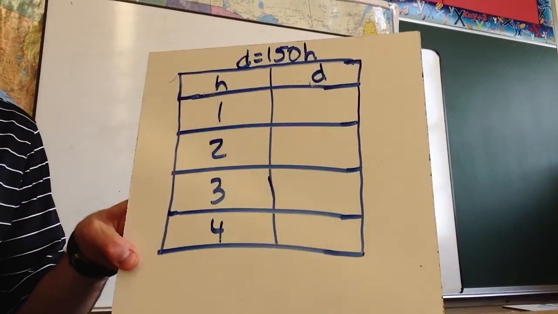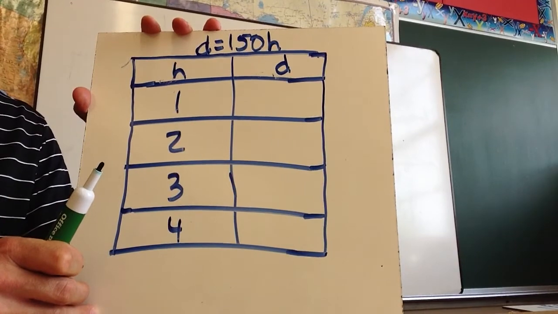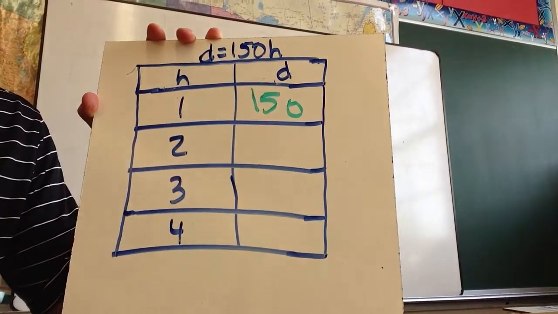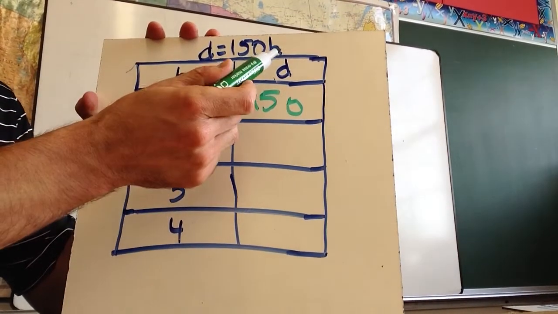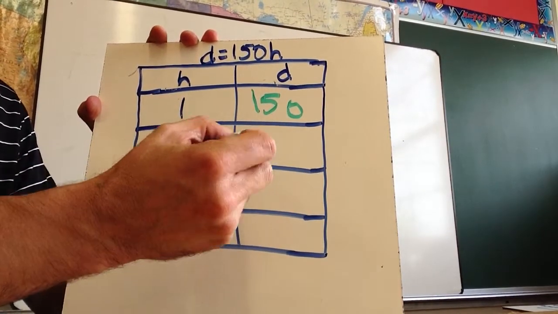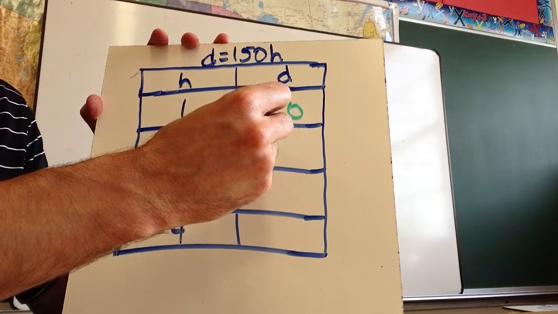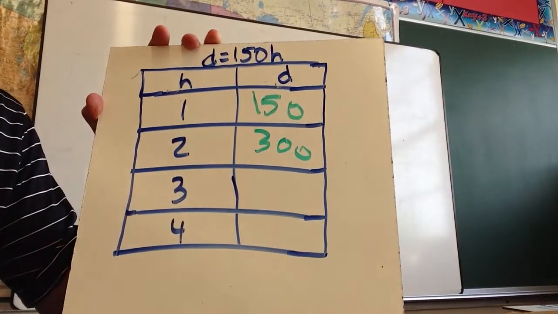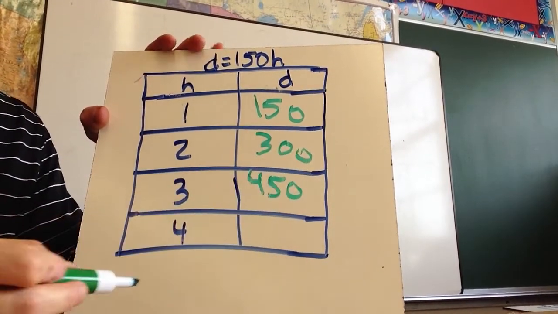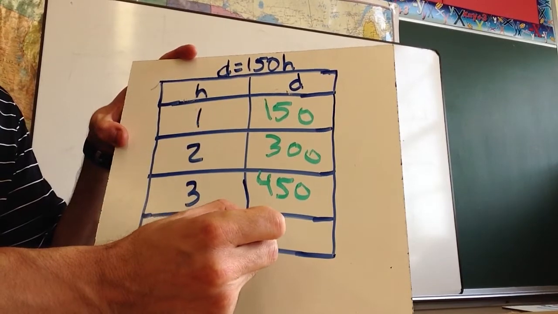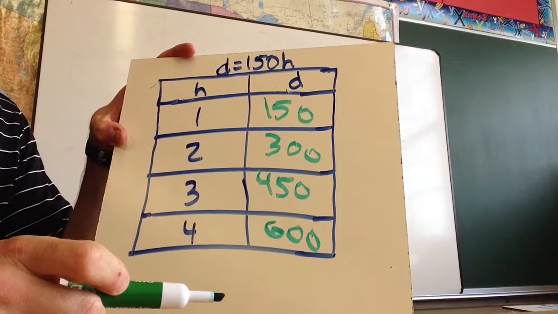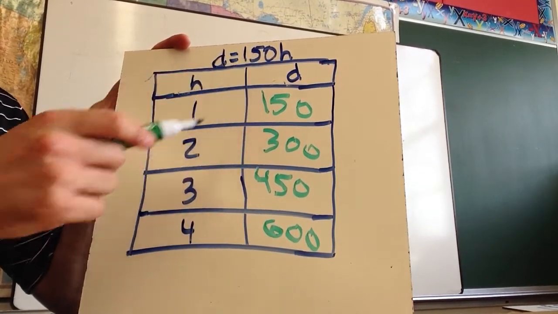So if you put that into a table, after 1 hour, the plane will have flown or traveled 150 miles. So I take this 1, I substitute in for h, 150 times 1 is 150. I could take this 2, substitute it in for h, and I get 150 times 2, 150 times 3, and 150 times 4. Now you may notice the pattern here that's going up, and that's because you have the 150 right there.